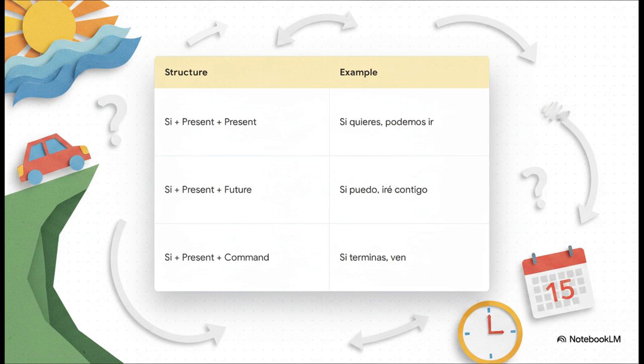You could use the present tense, like, si quieres, podemos ir a la playa ahora. If you want, we can go to the beach now. You can also use the future tense, si puedo, iré contigo. If I can, I will go with you. Or you can even use a command, si terminas pronto, ven a recogerme. If you finish early, come pick me up. The main takeaway here is that all of these are completely realistic possibilities.